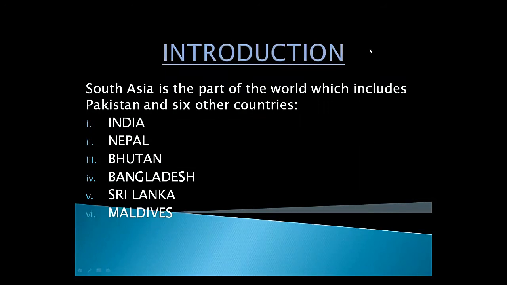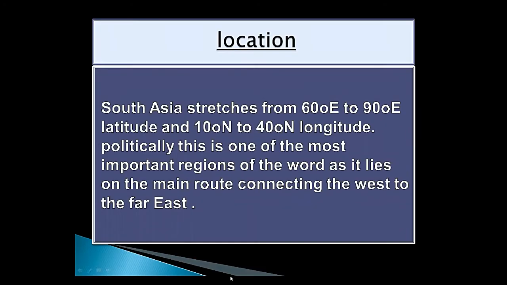There are seven countries in this region. But now Afghanistan is also part of the South Asian countries. If we talk about the location of South Asia, it is very important all over the world because South Asia lies from 60° east to 90° east longitude and 10° north to 40° north latitude.